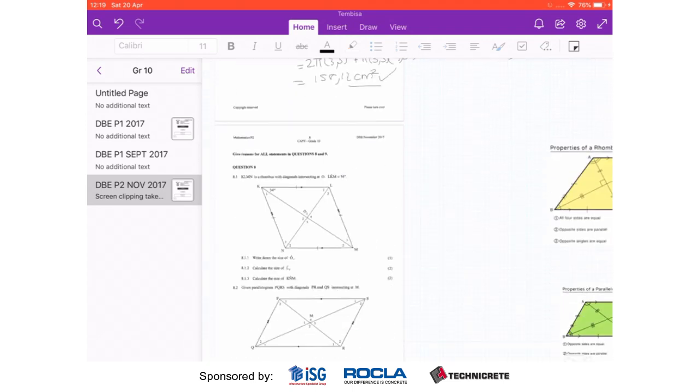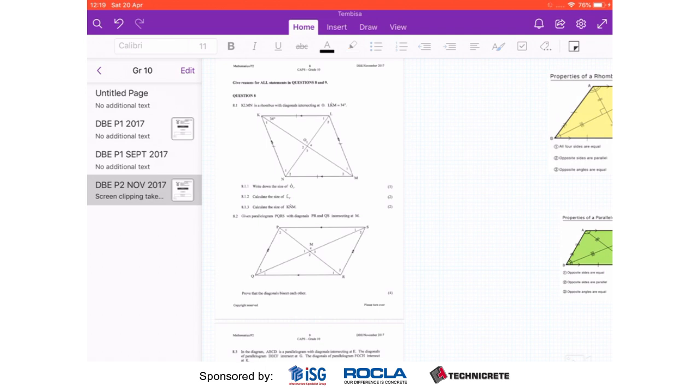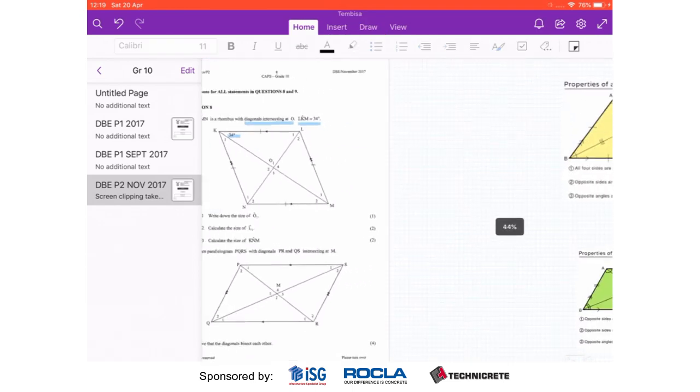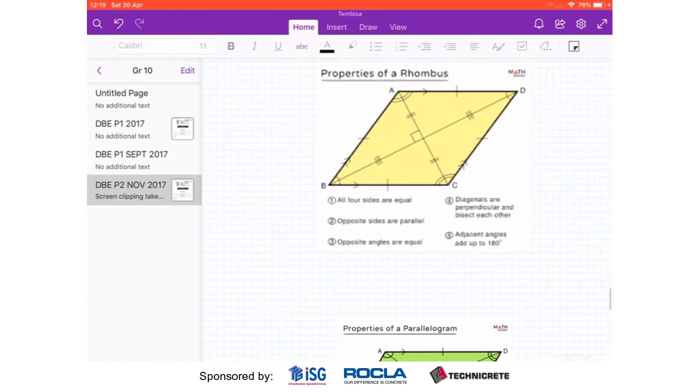Okay, here I wanted us to also revise these shapes. So we're dealing with a rhombus and a parallelogram. So the first question says that KLMN is a rhombus with diagonals intersecting at O. LKM is equal to 34. Okay, so this is a rhombus. Let's revise the rhombus. What do we need to know about a rhombus? This is not going to be given to you in a test. You should know it, but for the purpose of this video, we're going to revise it.